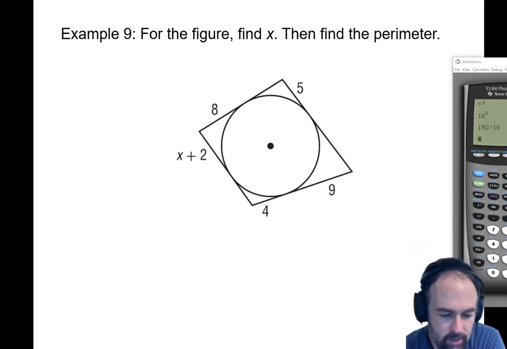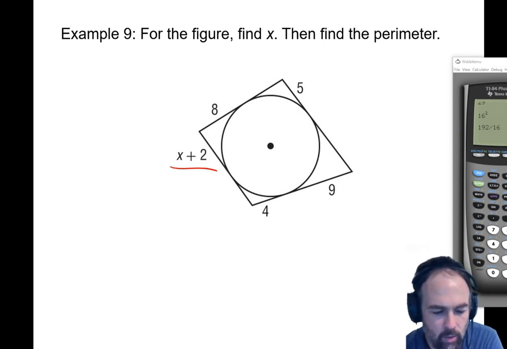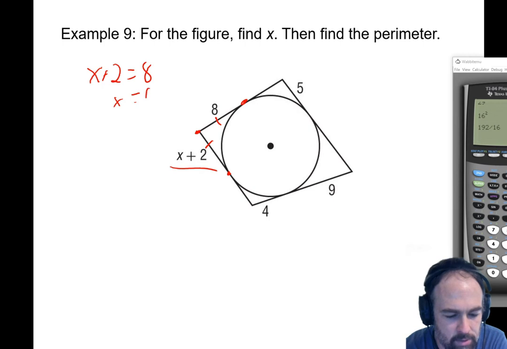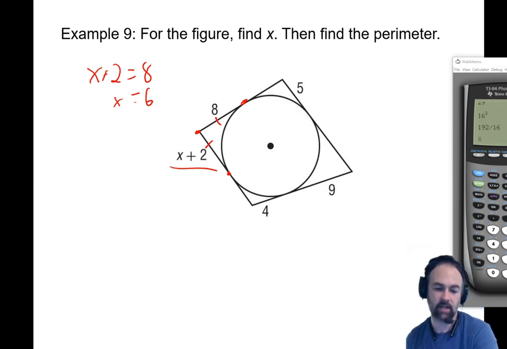Now, I'm going to look at these two where the x is, and notice that this is an exterior point that is tangent to the circle. Therefore, these two equal each other. Therefore, x plus 2 is equal to 8. Subtracting 2 gives me x equals 6.